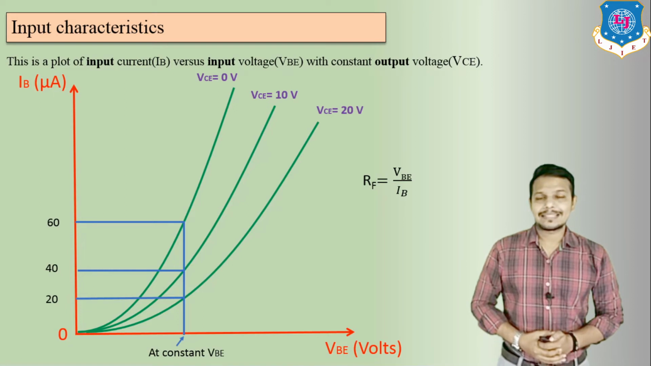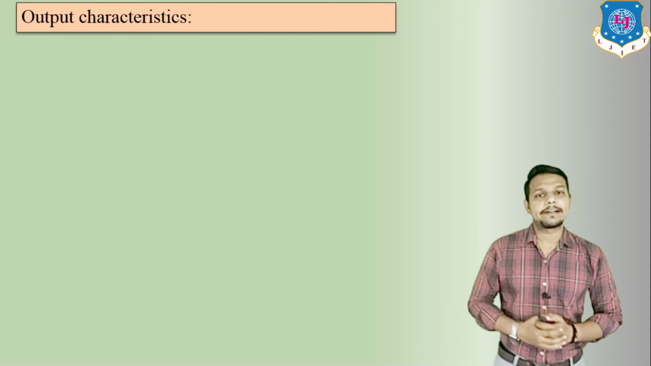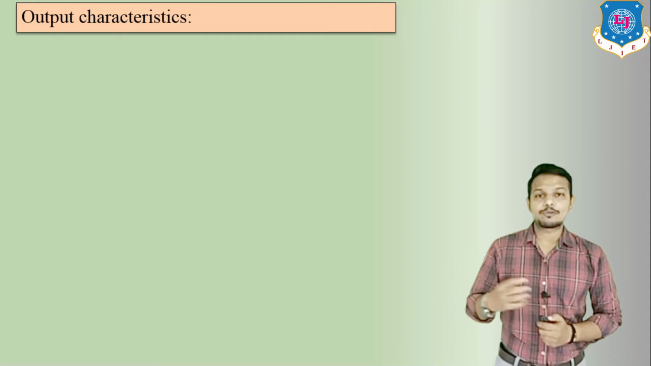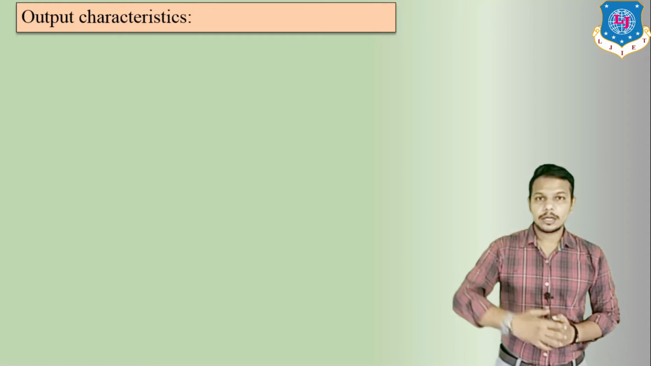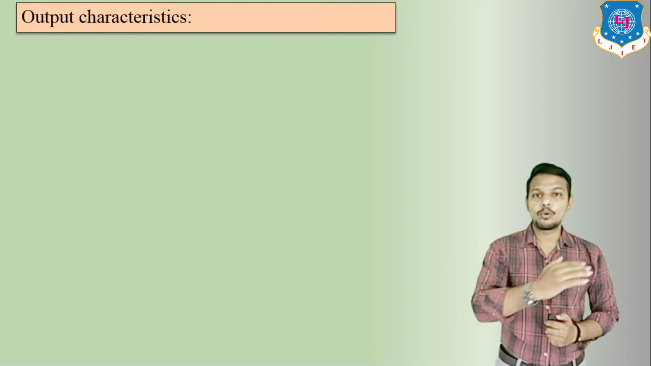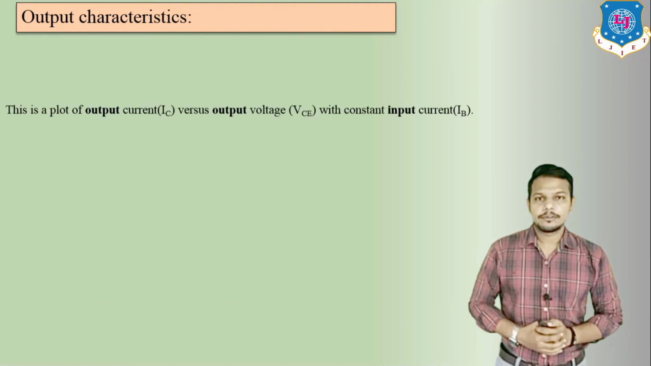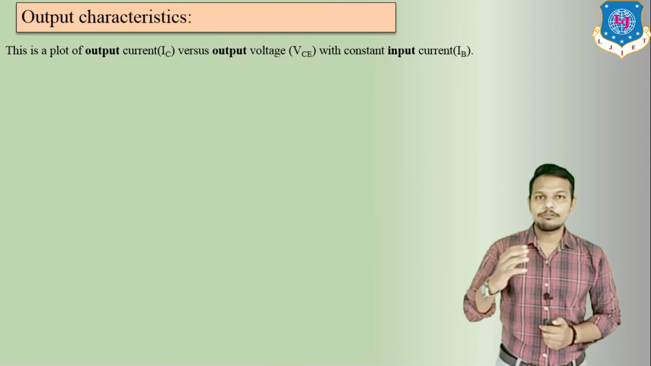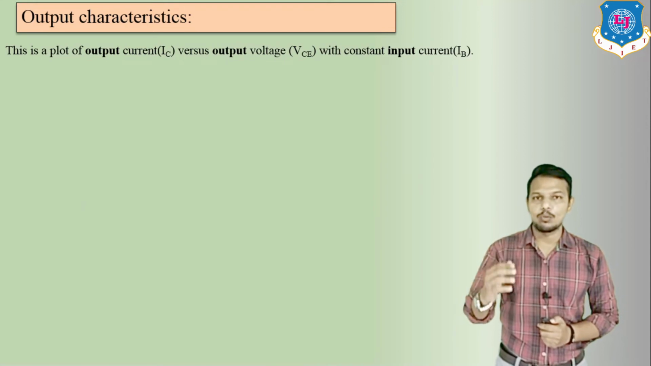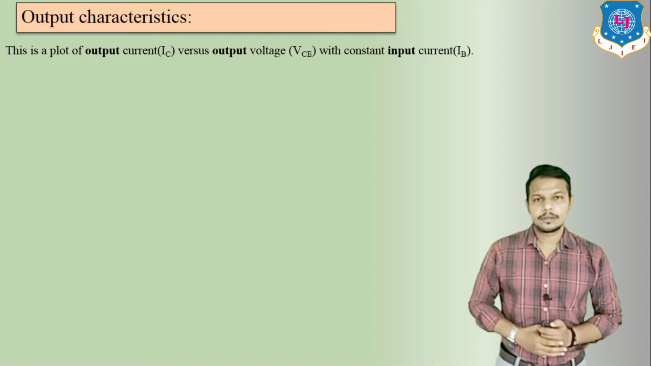Now let us discuss output characteristics. The output characteristics are the same as input characteristics, but here we take output voltage and output current with different values of input current IB. So here this is the plot of output current IC versus output voltage VCE with input current IB.